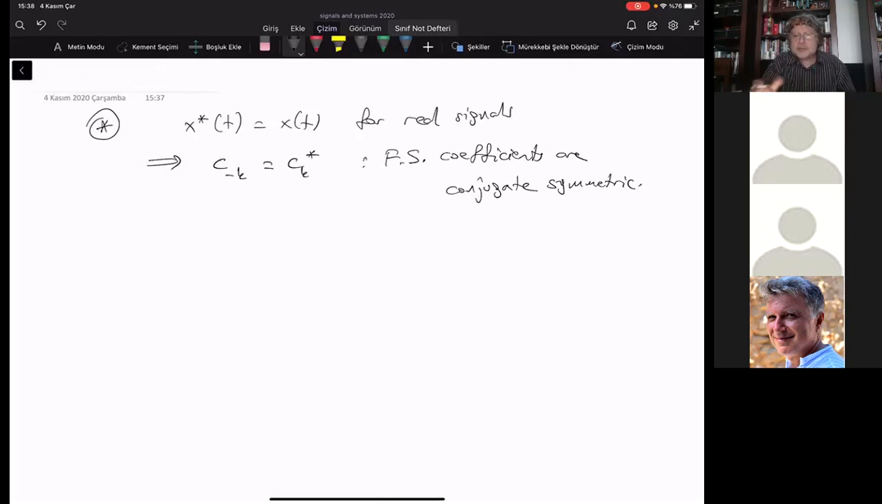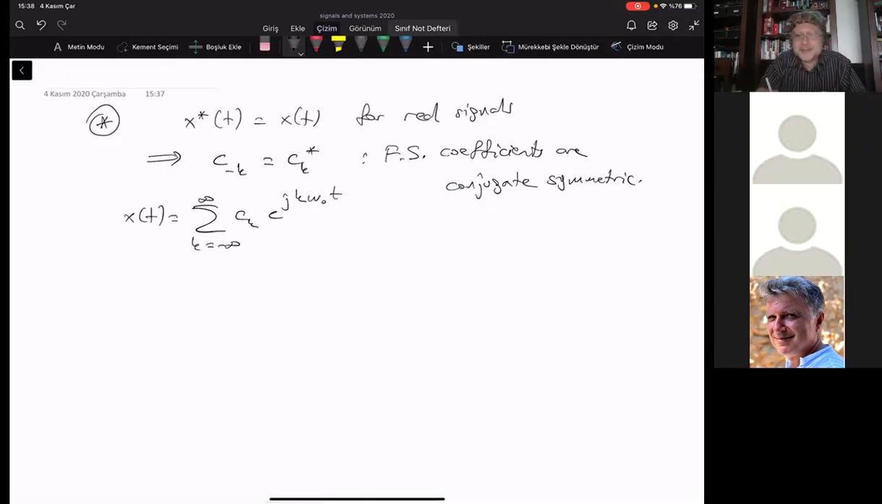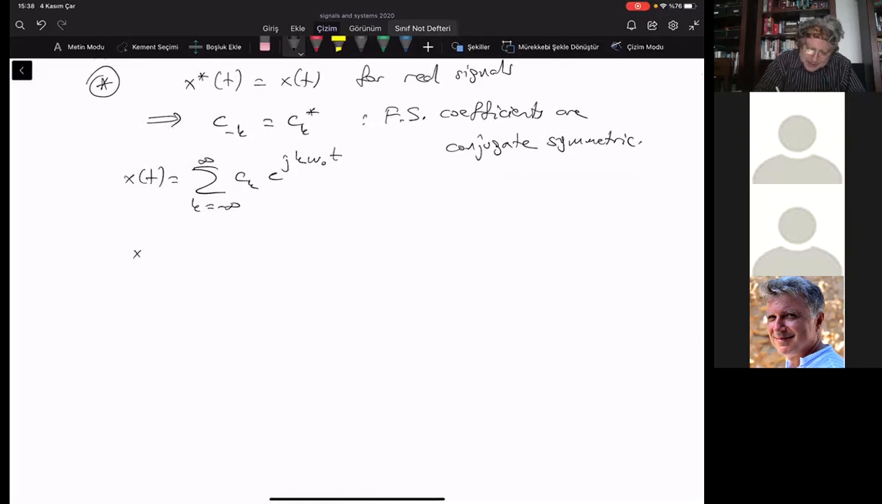Please do that. Write x of t in the form of the Fourier series summation: x of t is equal to the sum over k from minus infinity to infinity of ck e to the j k omega 0 t. And write the conjugate as well. Let's do it, because it's not going to cost us a lot of time. X conjugate of t is the sum of ck conjugate e to the minus j k omega 0 t. The imaginary exponential becomes a negative imaginary exponential, and ck becomes ck conjugate.